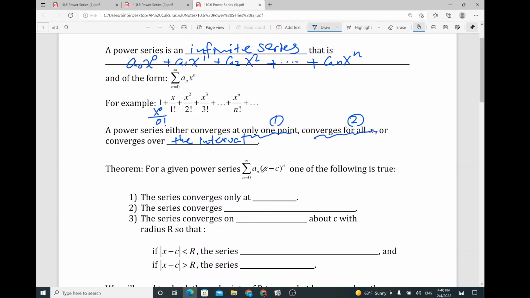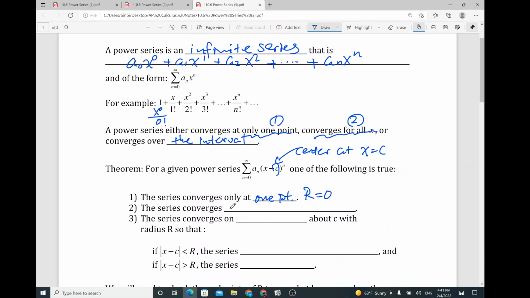So for a given power series, such as a sub n times x minus c to the n, the center is at the value of c. One of the following is true. The series converges only at one point. Let's say that if r equals 0, the radius of convergence is 0.